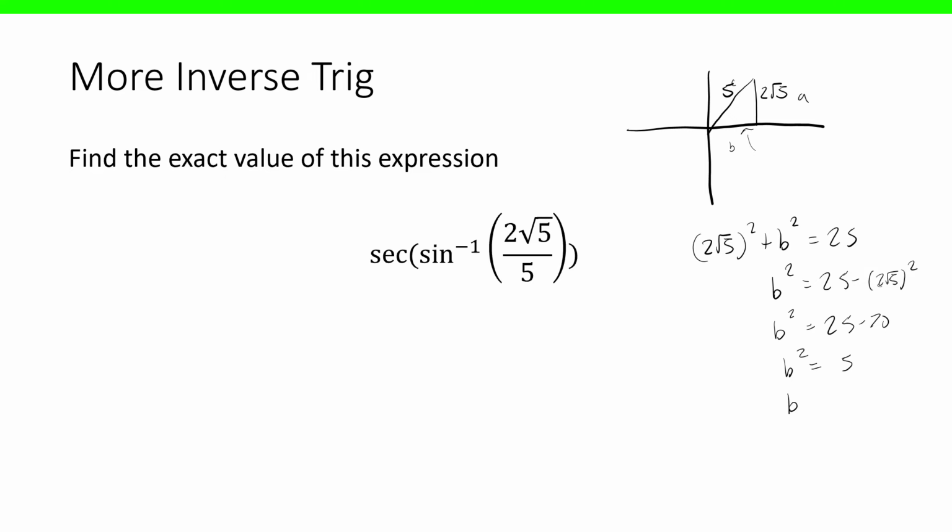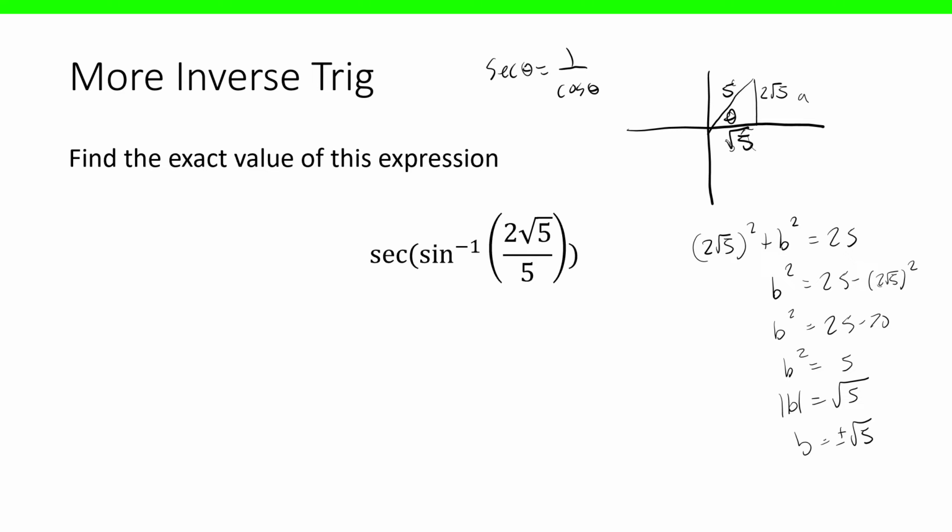The absolute value of B is going to equal the square root of 5, so B is equal to plus or minus the square root of 5. But since we know we're in this quadrant where this B value is positive, B is the square root of 5, and now we know the sides of that triangle. There's your theta. Secant of theta is 1 divided by the cosine of theta. So whereas cosine is adjacent divided by hypotenuse, secant is hypotenuse divided by adjacent.